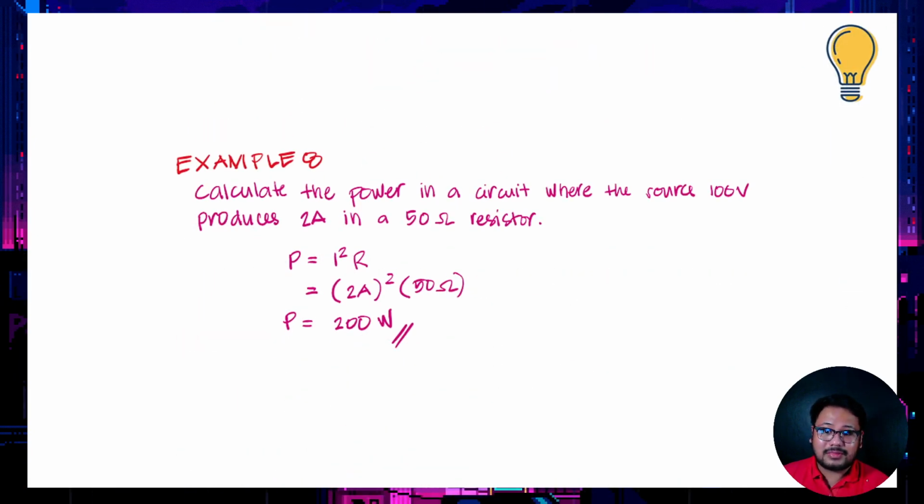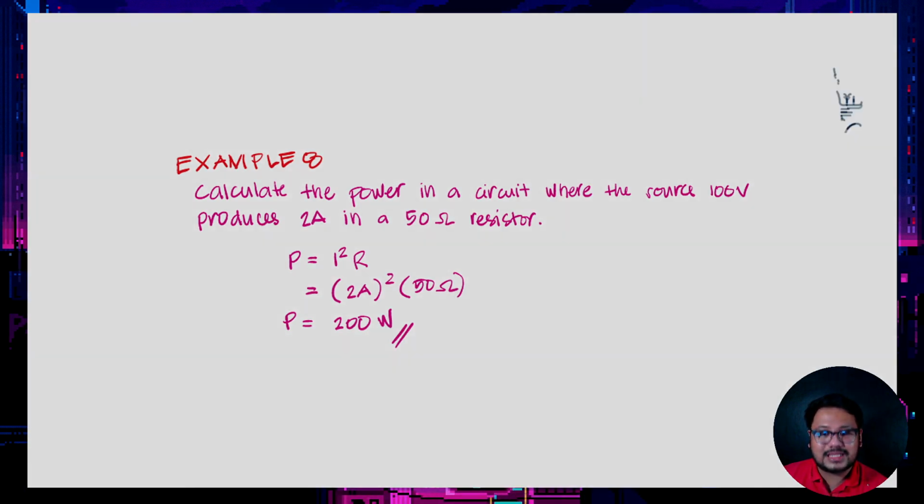Lastly, number 8. Calculate the power in a circuit where the source is 100 volts, and produces 2 amperes in a 5 ohm resistor. So, our focus now is the resistor. How much power will it absorb? So, P is just equal to I squared R. So, that's 2 amperes squared times 50 ohms, giving us 200 watts.